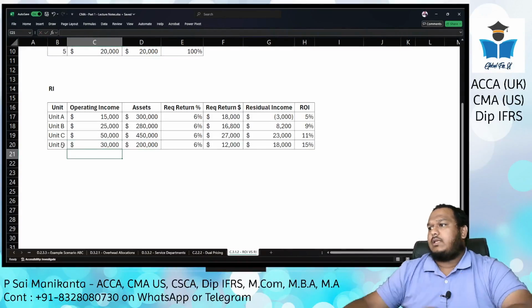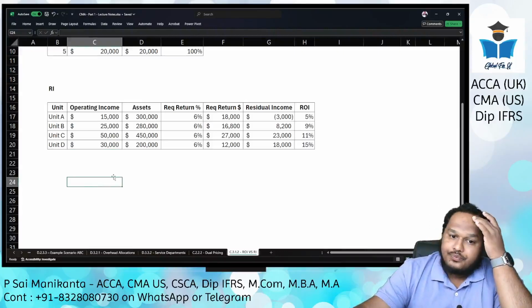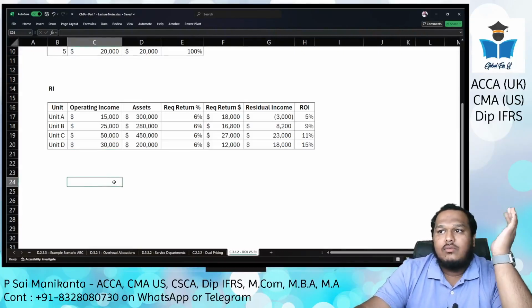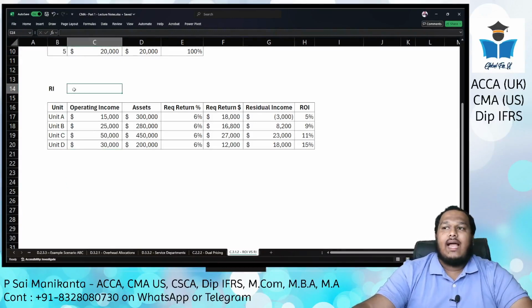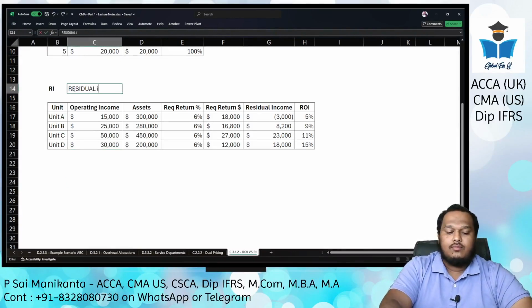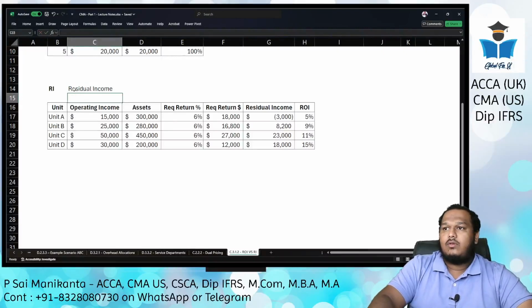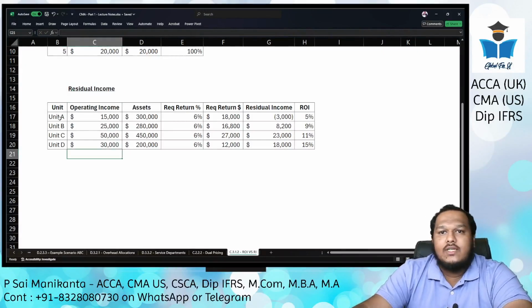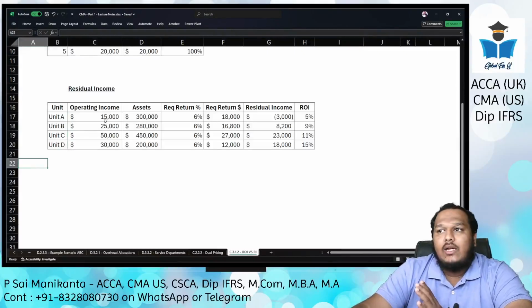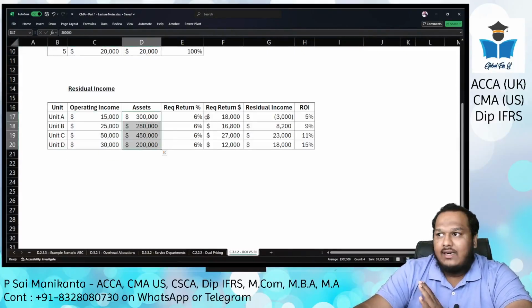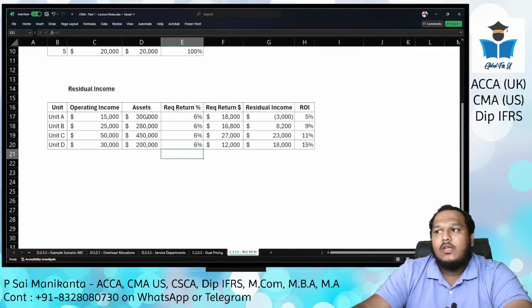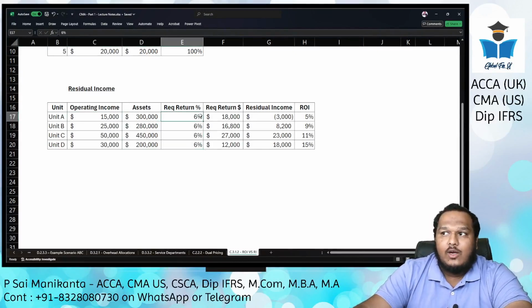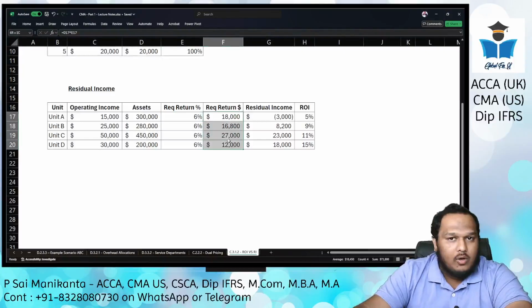Okay, this is better. So let's say this is the residual income calculation for four units, unit A, B, C and D. How did I calculate? Operating income, assets and required return in percentage terms are given. First I multiplied the assets value with the required return, so I get the required return in dollar amount, and then I subtract the required return from the operating income.